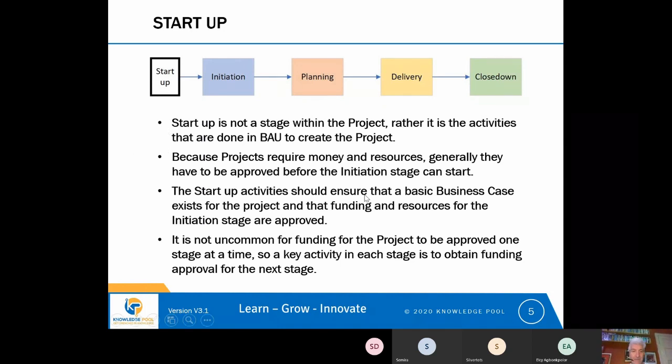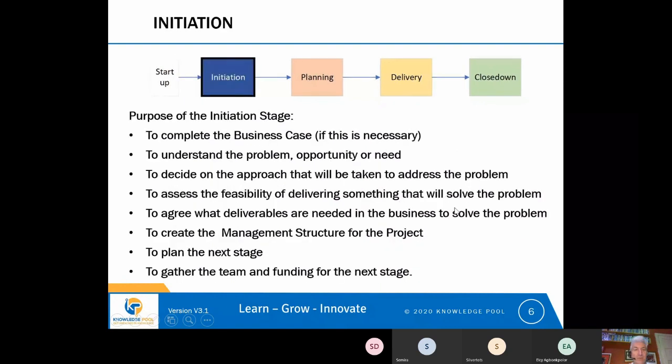So we'll move on. The next stage is the initiation stage. The purpose of the initiation stage is to complete the business case, if this is necessary. Sometimes the startup activity will deliver a fully formed business case, but most often it will just make sure that there is a basic business case, and it will be the work of the initiation stage to complete that in all the detail that a business case would normally have in it.